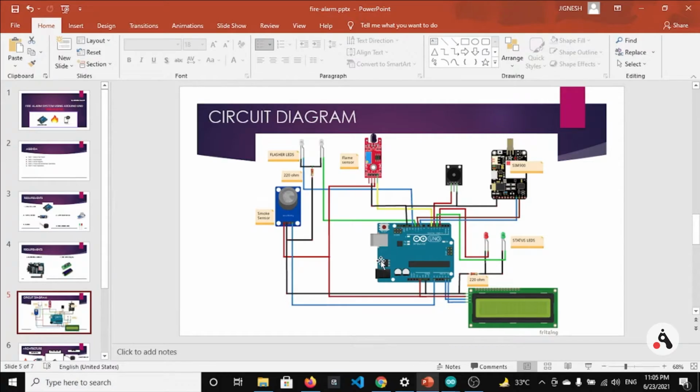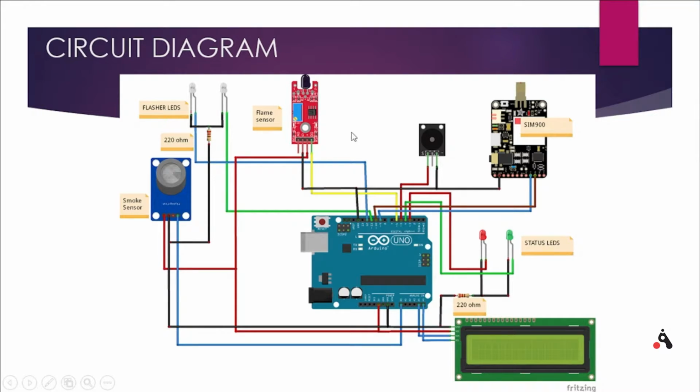So, talking about the circuit diagram for this project, let me move to full screen. You can see the flasher LEDs in this circuit diagram, but we haven't used the flasher LEDs for this project. We have used the status LEDs. The red status LED shows that this system detects the fire using the flame sensor or the smoke sensor. And the green LED status is initially green, which means that there is no fire.